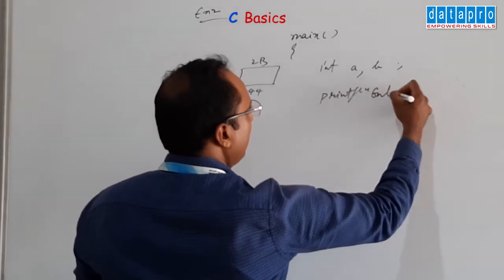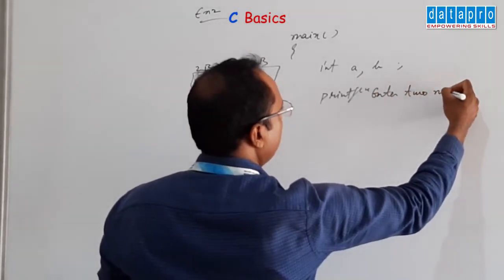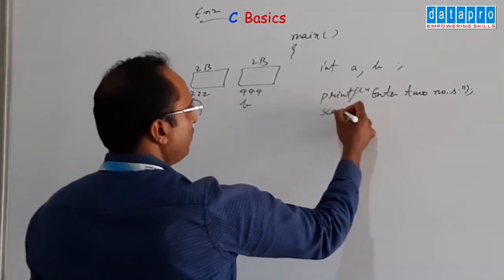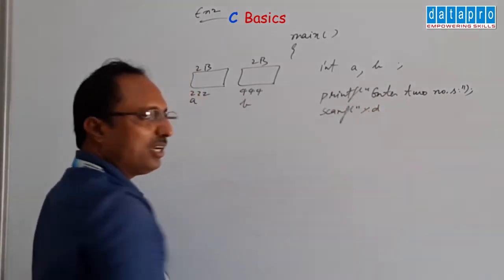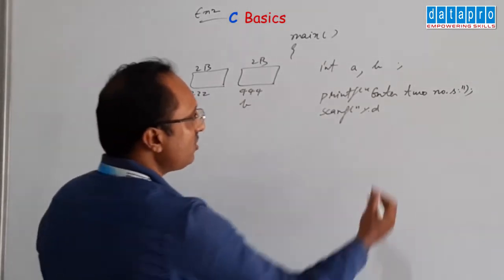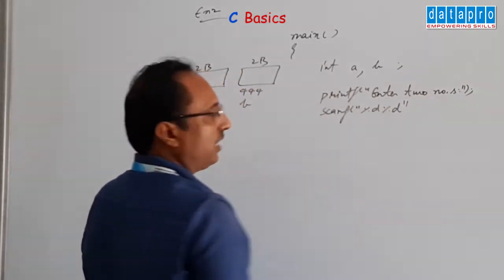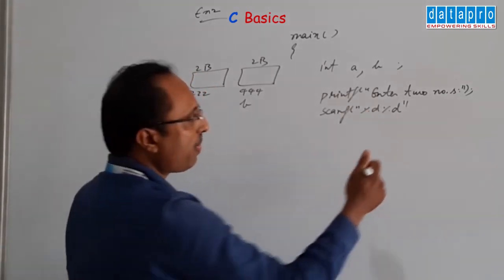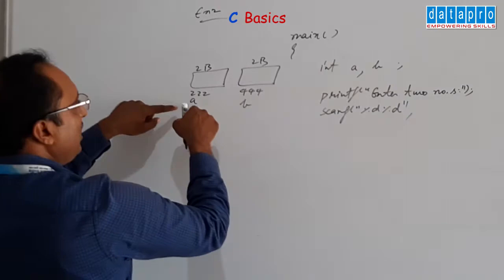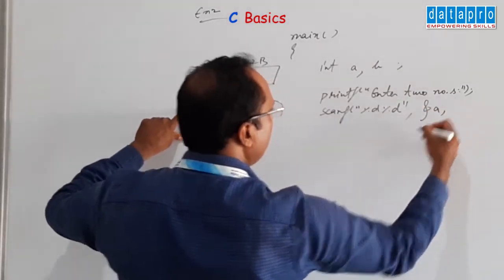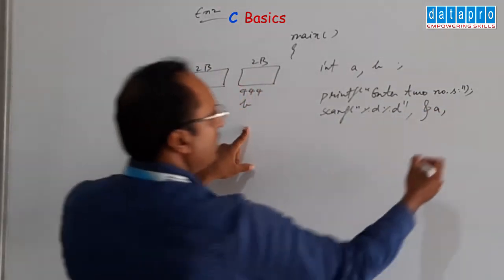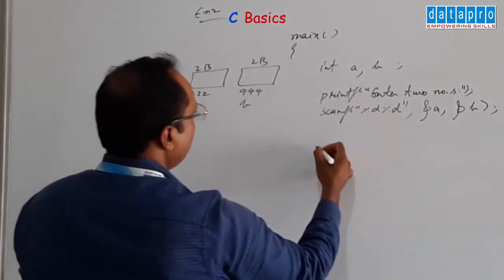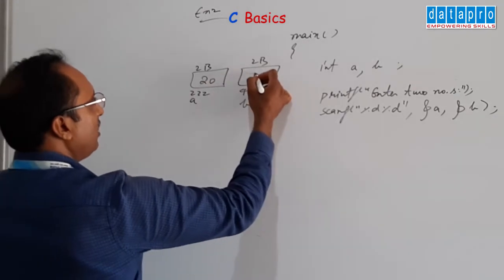I say enter two numbers. Then scanf: for one number one %d, for two numbers two %d you have to use. Don't give any spaces in between, put everything together. Then the first value should be stored in a, so you have to give the address of a. The second value should be stored in b, so give the address of b. Simple, right? Say some 20 and 85.